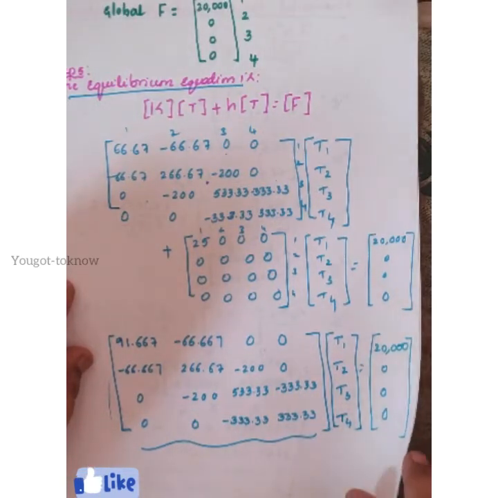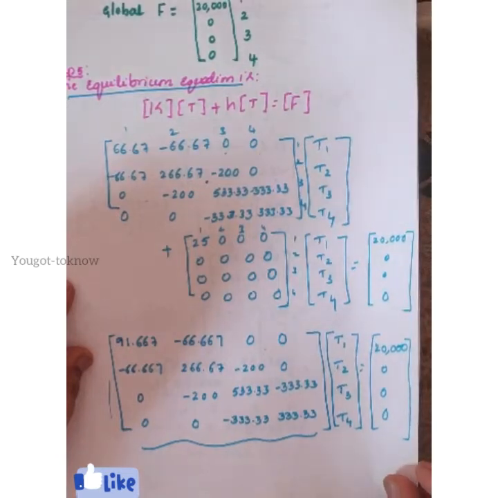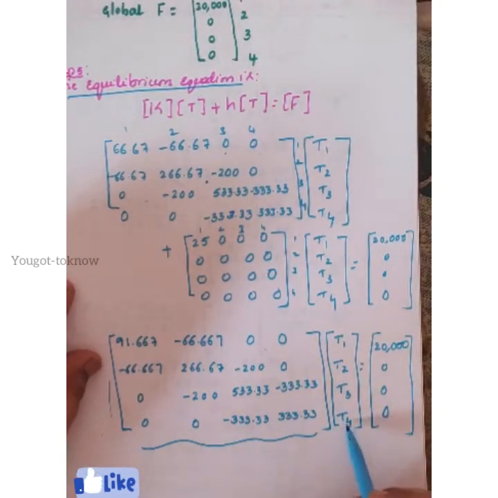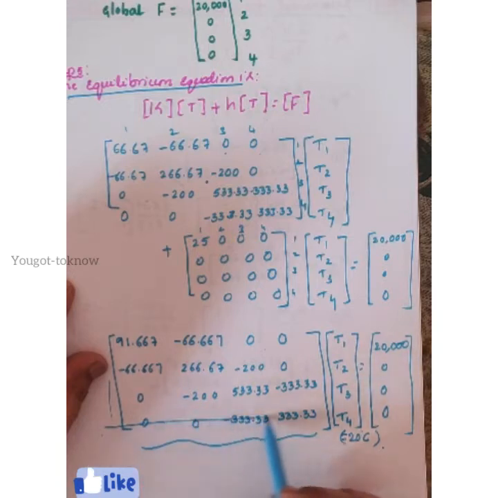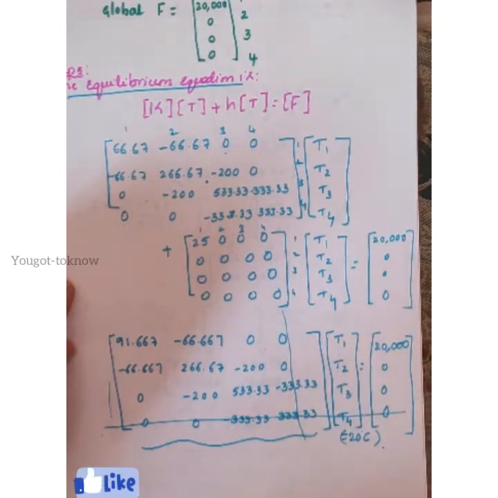Now what is the next thing? You want to apply your boundary condition. What is the boundary condition? We know the temperature T4. T4 is 20 degrees Celsius, given. If you apply the boundary condition, you should eliminate the 4th row and 4th column.